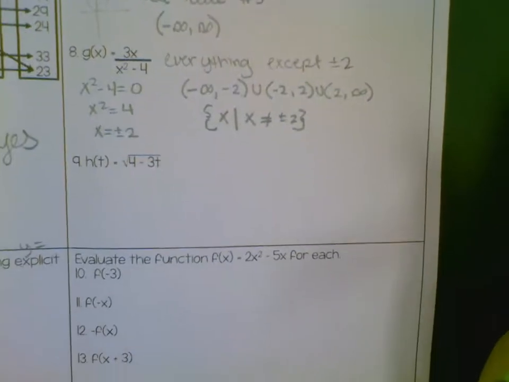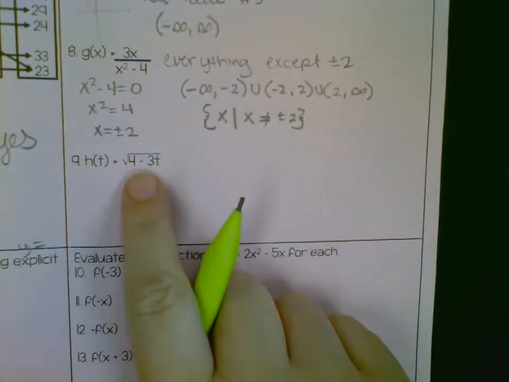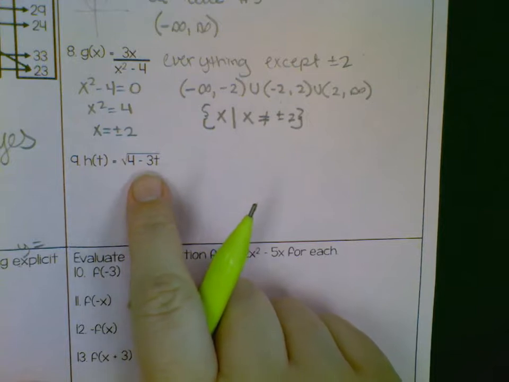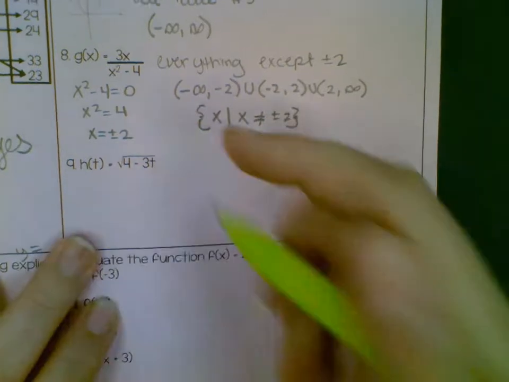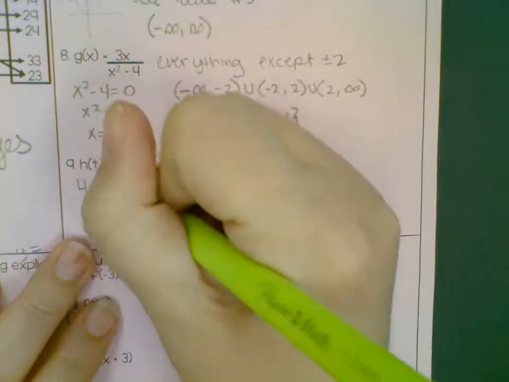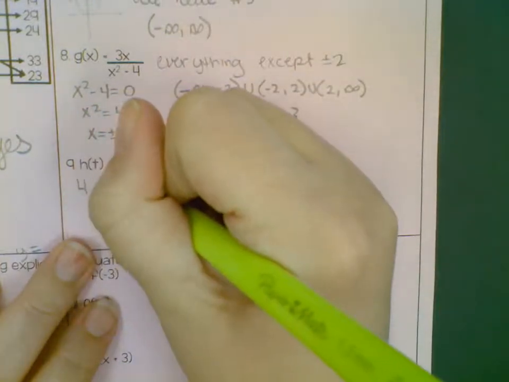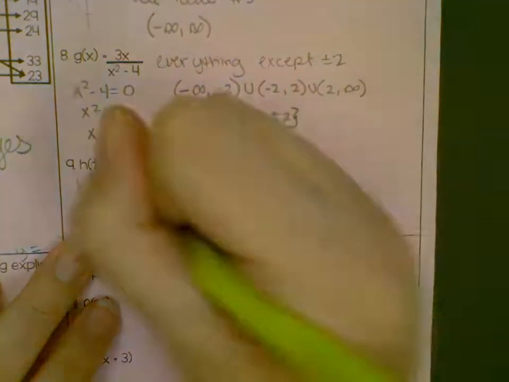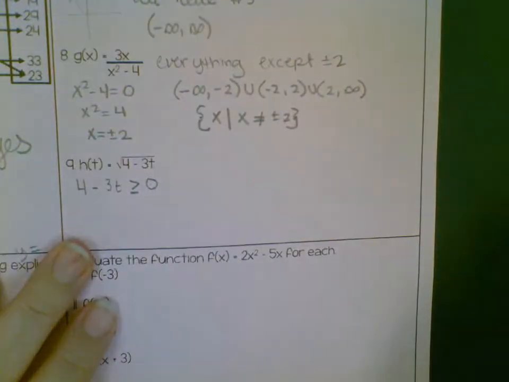Okay, so let's take a look at 9. So remember, I can't have numbers that are less than 0. Okay, so I want this to end up being bigger than 0. Well, it could be equal to 0. But we can't have negative, so that's why it's like that.